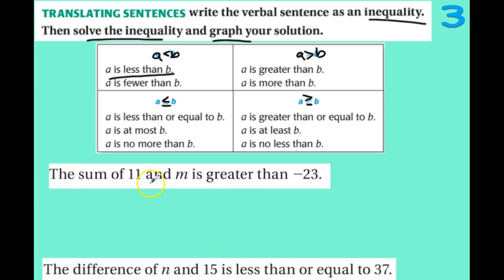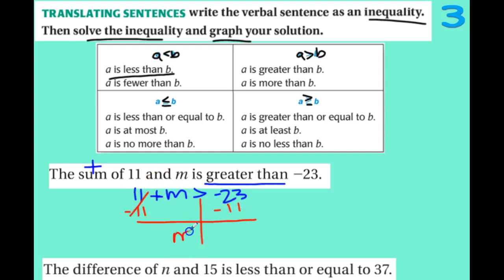It says the sum of 11 and m. So a sum means we're adding, so we're going to add these two numbers together, 11 and m, 11 plus m, is greater than, not like an L, the other way. Oops, and I accidentally put an equal to. It's just greater than, it doesn't say equal to, so greater than a negative 23. And then we have to solve it. So we want m by itself, I'm going to subtract 11. So we have m is greater than, these are all negatives, give us a negative 34.